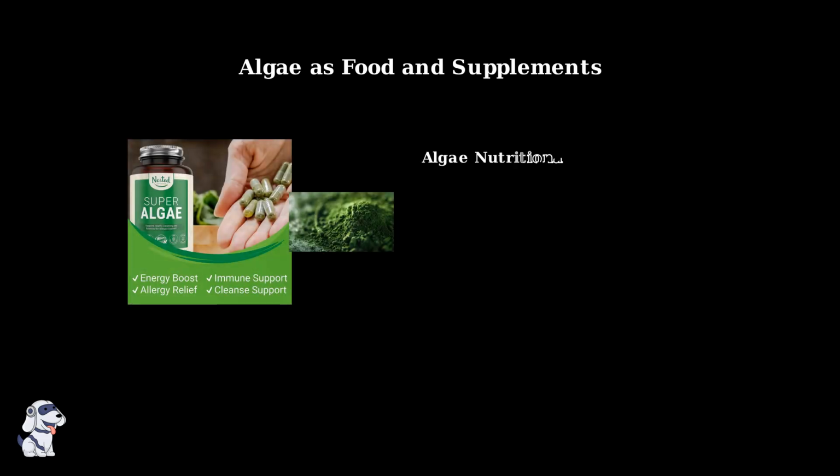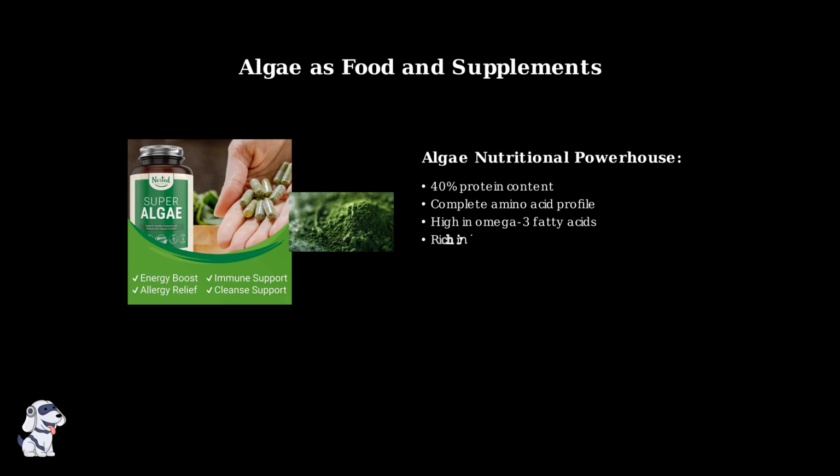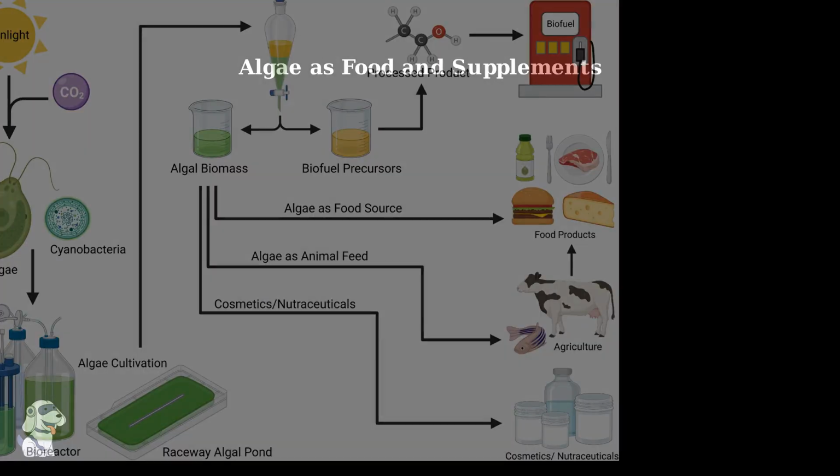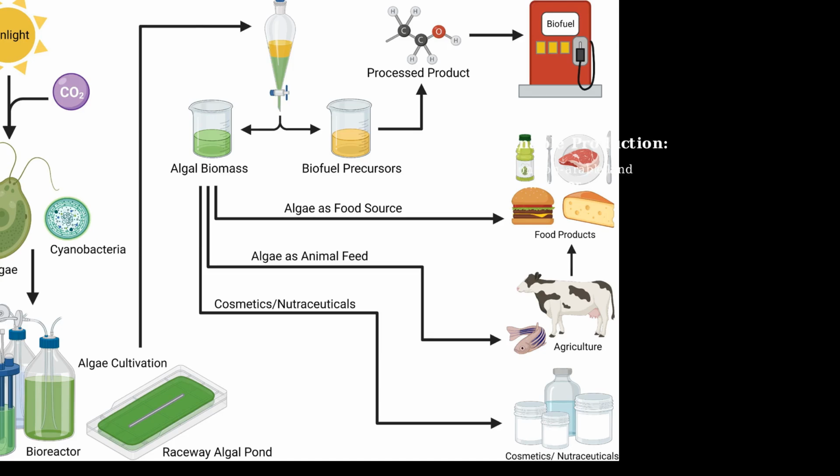Today, algae supplements like spirulina and chlorella are gaining massive popularity. These microscopic algae are packed with nutrients and are being called nature's multivitamin. The production of algae for food is remarkably efficient. Algae can be grown in controlled environments using minimal resources, making them far more sustainable than traditional crops.